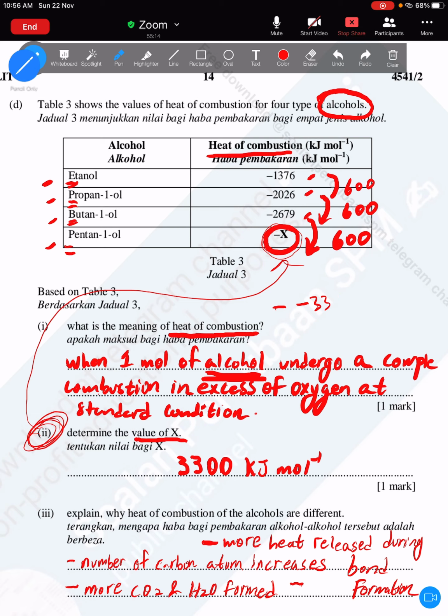Is it compulsory? If you did put it, better you put it. That doesn't cause any harm, because they will just look at the value. If the value is right, then okay.